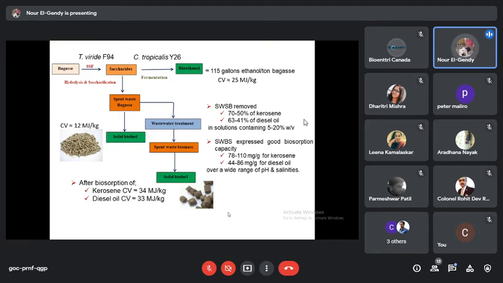Even bagasse from the sugar cane industry has also been used for production of bioethanol, and the spent waste has been used for the reclamation of an oil spill of kerosene and diesel, and the spent waste after the treatment of the oil spill has been used as a solid biofuel.